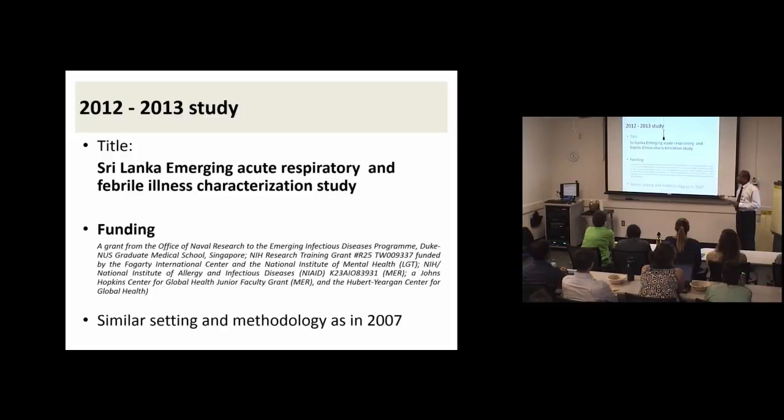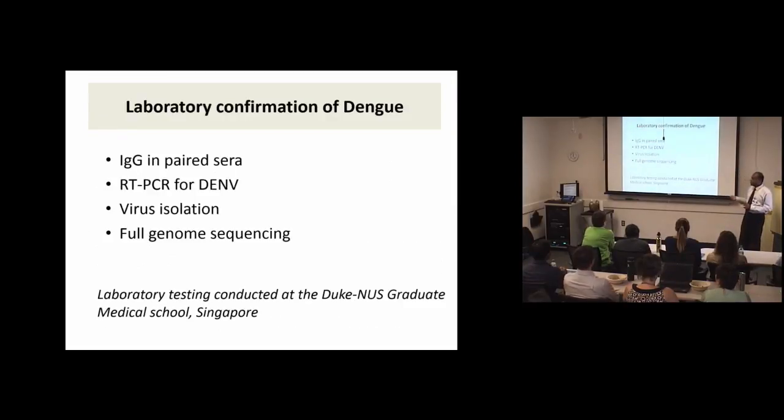About the second study, the Sri Lanka emerging acute respiratory and febrile illness characteristic study, funded by the Global Health Institute. The study setting is more or less similar to the previous study, but in this one, we didn't enroll the outpatients. We only took the inpatients with dengue. Again, acute and convalescent samples were obtained and tested for dengue IgG, RT-PCR, and virus isolation, and some of the samples were provided for genome sequencing. These tests were done at the Duke-Ruhuna Link.